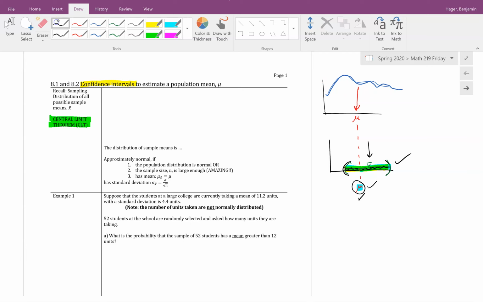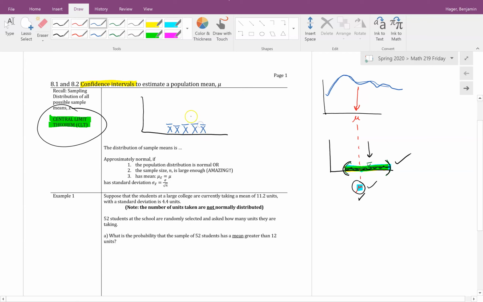But what we did learn is that when you sample from anything, right, central limit theorem tells us that when you sample from anything, as long as you do it right, if you take a bunch of sample means, it's always going to be approximately normal, approximately nice and bell-shaped and symmetric. And that we can analyze very easily using z-tables or StatCrunch.